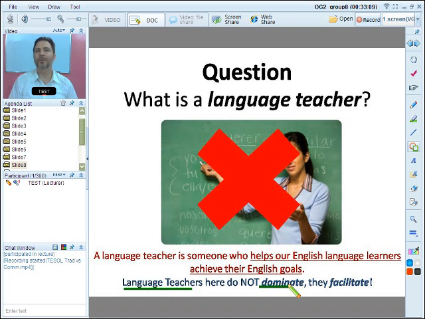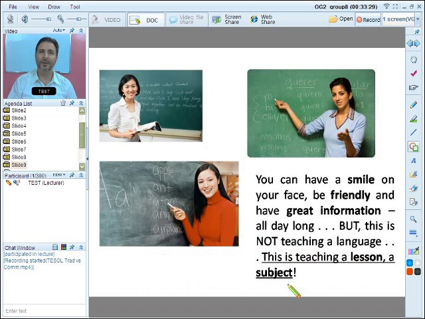You are in the classroom to facilitate. The student knows who you are. You don't need to emphasize who you are. You don't have to say, "I'm the teacher." They know who you are. That's why they're there. They're coming to you, looking for your help. So we're not here to dominate. We're here to facilitate language learning.